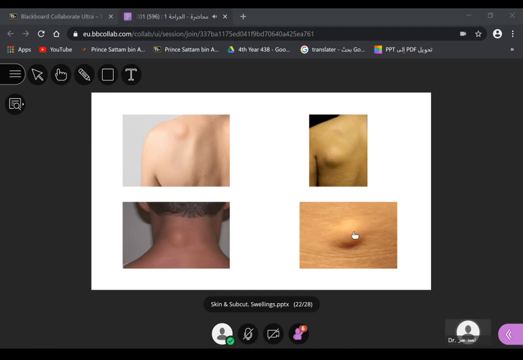But sometimes it feels like cystic rather than soft. Usually it feels like soft, but sometimes it can feel like cystic. So any explanation for this? If you don't mind, I would like to leave it as a homework for you. Try to find out why some lipomas feel like cystic sometimes rather than soft.